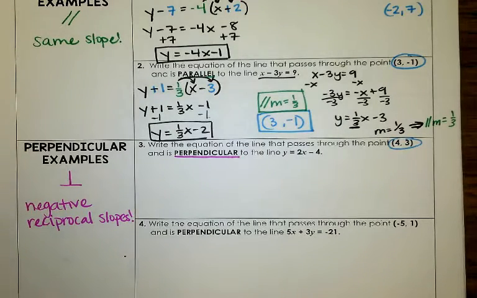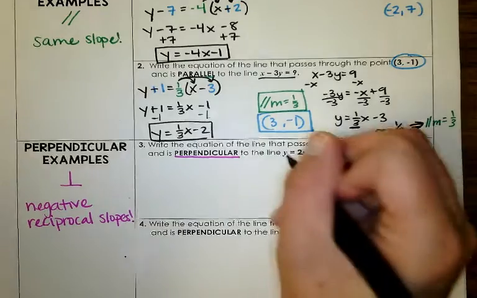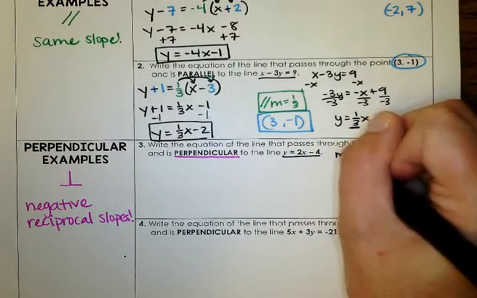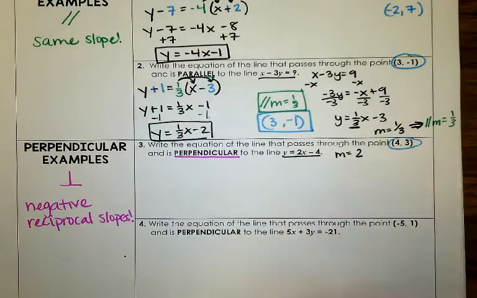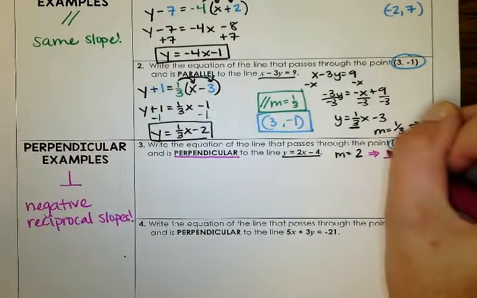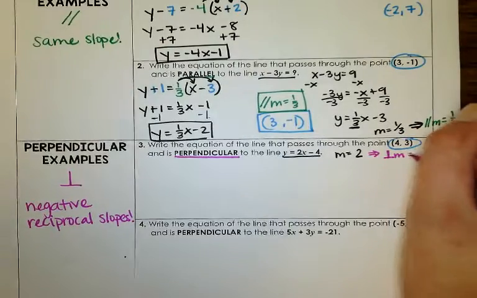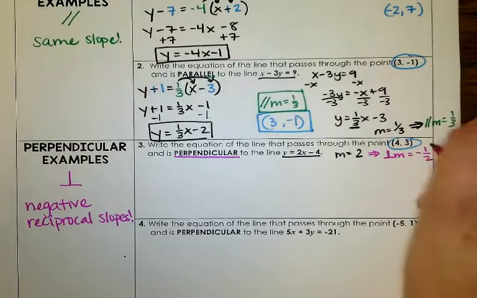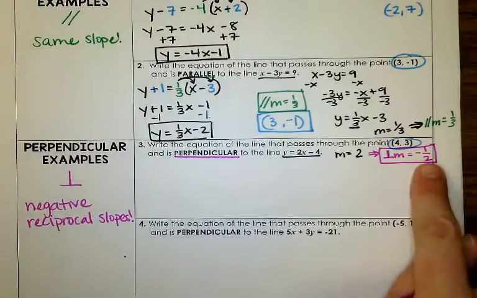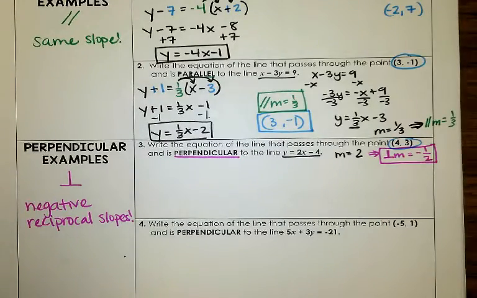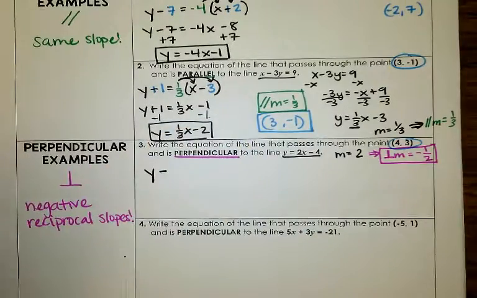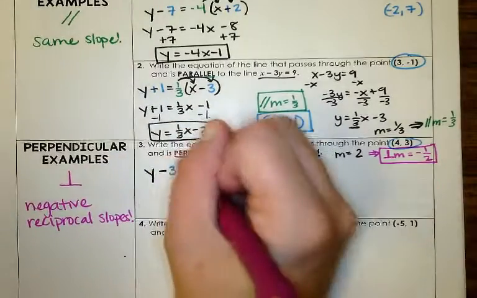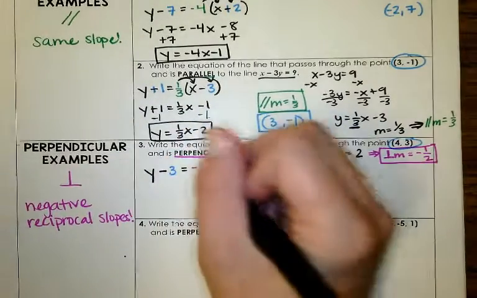So guys, what is my original slope? 2. Just 2. My original slope is just the 2. So my perpendicular slope would be equal to -1/2. So if we have our perpendicular slope and we have a point, can we put it in point slope form? Absolutely. So this becomes y minus 3 is equal to m, which is now -1/2, parentheses x minus 4. Do y'all feel good about that?